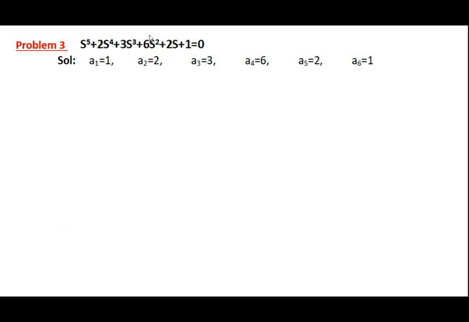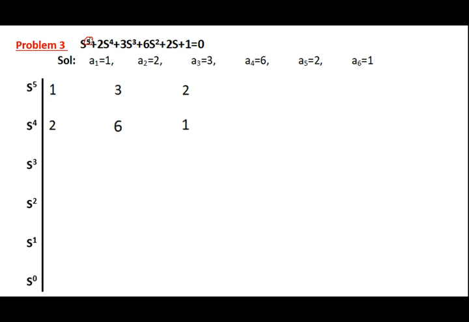So starting from s^5, this is the highest order and the least order is s^0. So starting from s^5 to s^0, construct a Routh array. First a1, a2, a3 is 3, a4 is 6, a5 is 2, a6 is 1. So by making use of the coefficients of the characteristic equation, fill the first and second rows. Next we need to find out the elements which are present in the s^3 row.